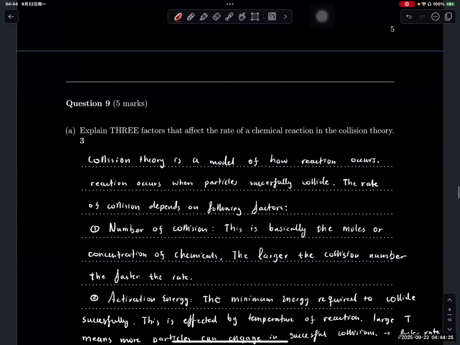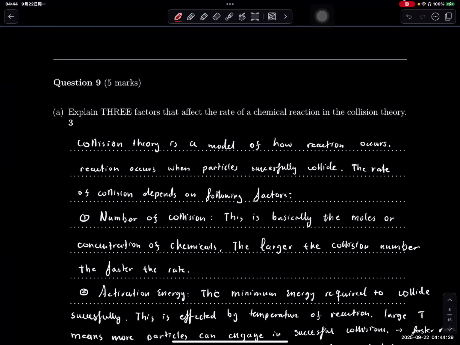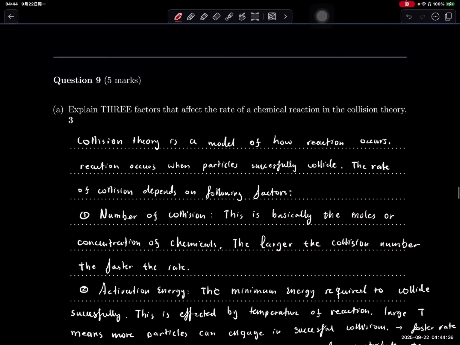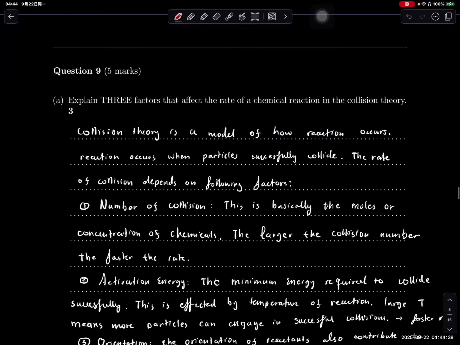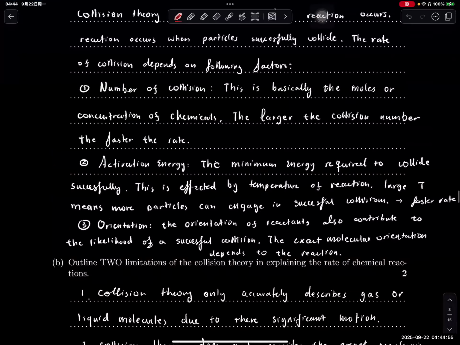Then have a look at question 9. Question A says: explain 3 factors that affect chemical reaction in collision theory. For this question, my tactic is to start with a definition: what is collision theory? Next, split into 3 dot points, each talking about one factor. With collision theory, you talk about factors such as number of collisions, activation energy, and orientation.